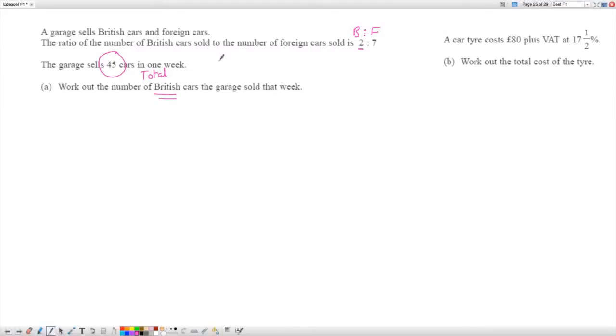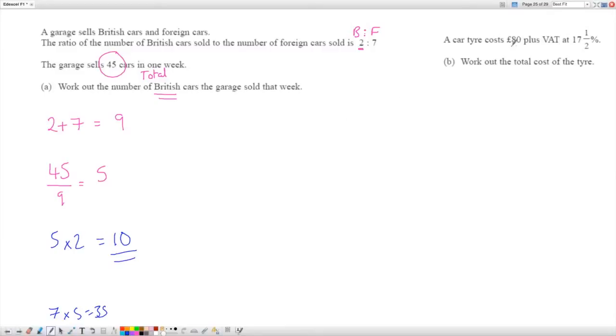So this is sharing an amount into a given ratio. Step 1, add up the parts of the ratio, 2 and 7, 9 parts. Step 2, divide our total, 45, by the number of parts, which gives us the value of 1 part, 5. But we need 2 parts. So 5 times 2 gives us the total of 10 British cars. If it was foreign cars, we'd be doing 7 times 5, 35. But this is the answer they require for this question.